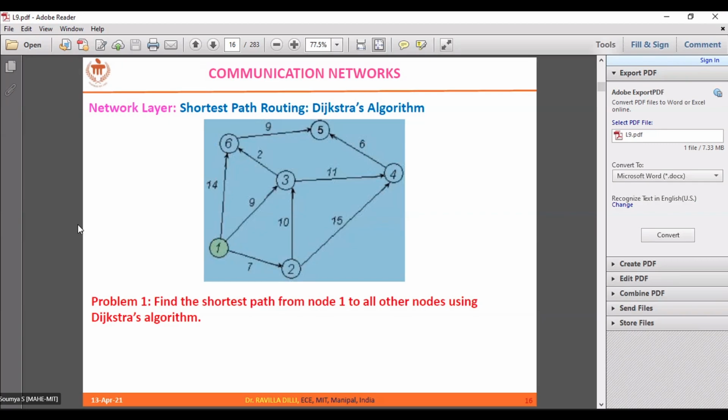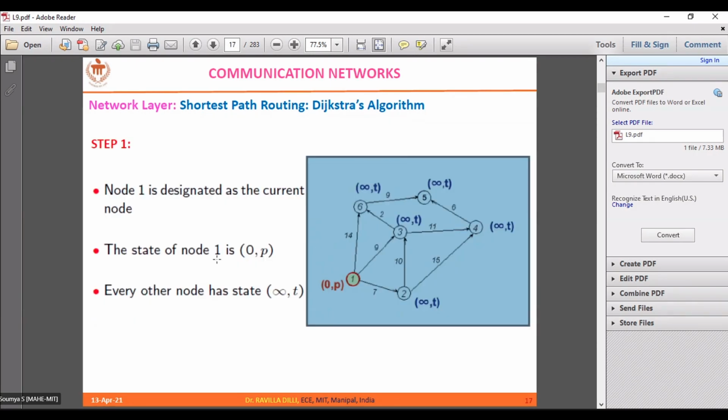Now look at this. The problem is you find the shortest path from node 1 to all other nodes using Dijkstra's algorithm. So 1 is the source node. You have to find the shortest path to all the other nodes. Let us start. What is the first thing? The source node has to be given as 0 and it is marked permanent. And all the other nodes, we do not know the route to, we will consider as infinity comma temporary, t. Infinity because we do not know the route. That's the first step.